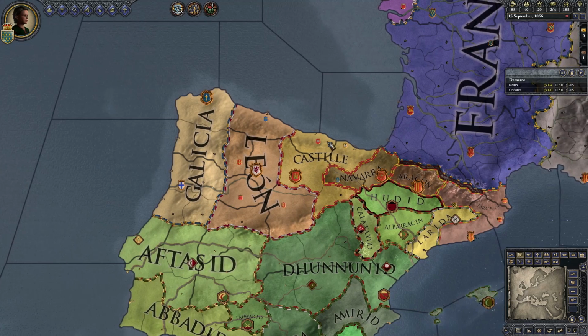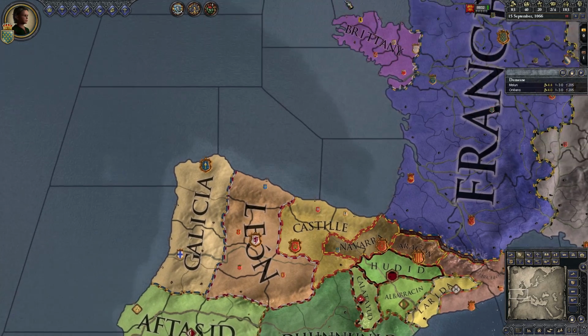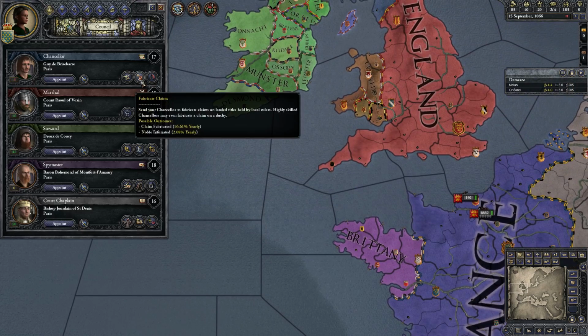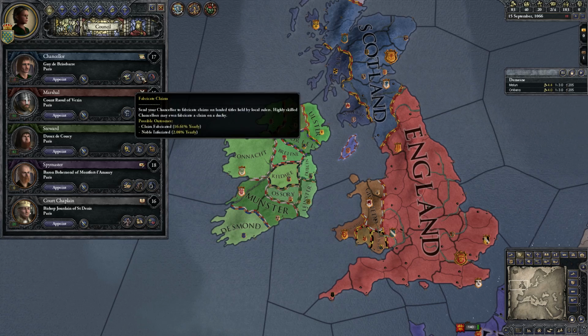So that's the primary difference between strong claims and weak claims. Now, when you use the Fabricate Claims character ambition or counselor activity here, that's going to create a strong claim that's not inheritable. So you have to actually attack one time at least, whether it ends in white peace or victory or anything. Even if it ends inconclusively, then it will become an inheritable claim.